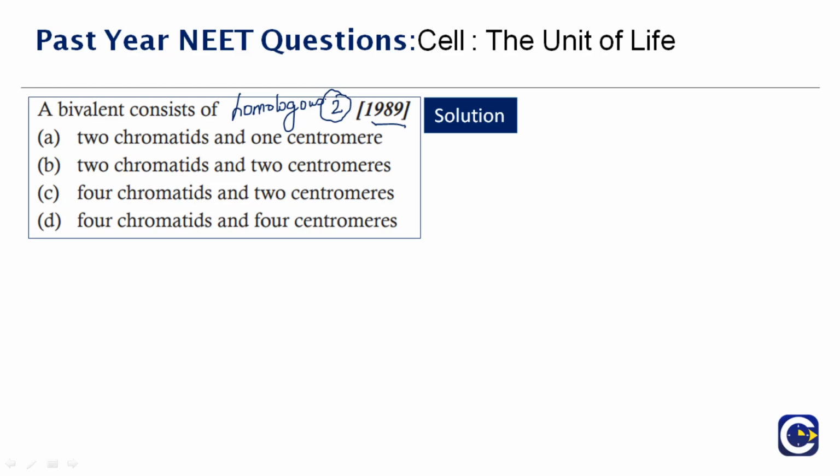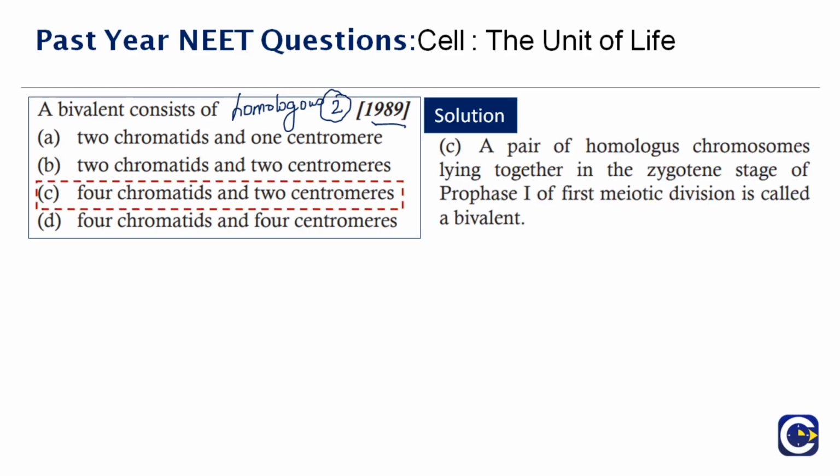Okay, a pair of homologous chromosomes lying together in a zygotene stage of prophase 1 of the first meiotic division is called a bivalent. So, whenever we talk about bivalent, we always refer to the homologous pair of chromosomes. So, it will be formed during prophase 1 of the meiotic division. Therefore, it will contain 4 chromatids and 2 centromeres. Understood? Therefore, the correct answer is option C, 4 chromatids and 2 centromeres.